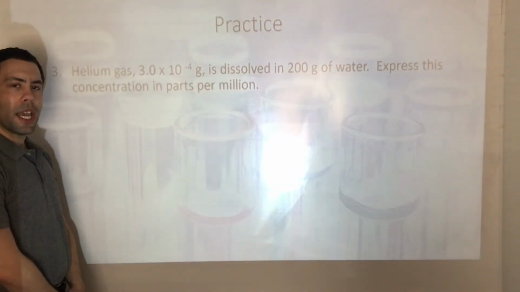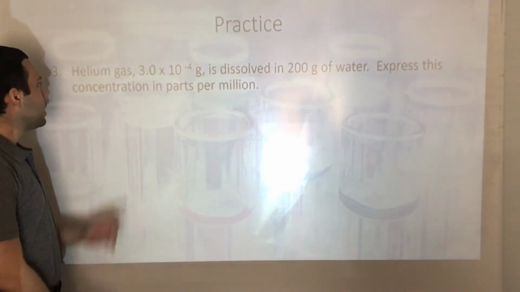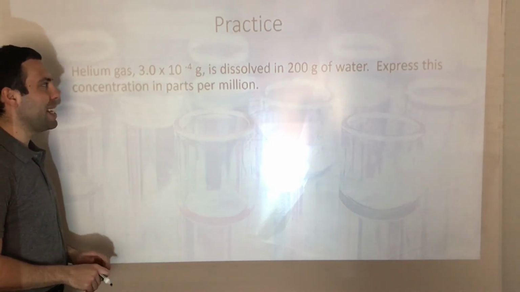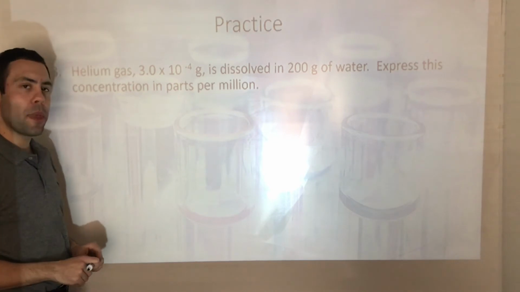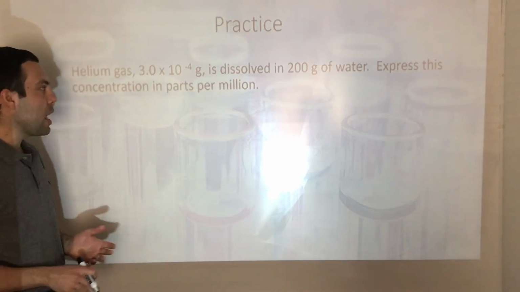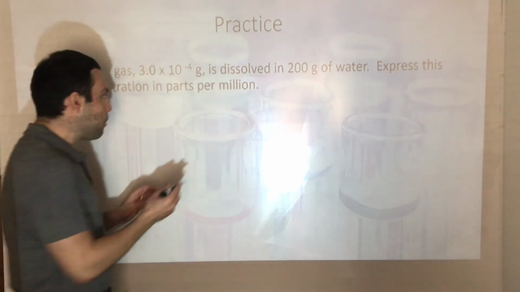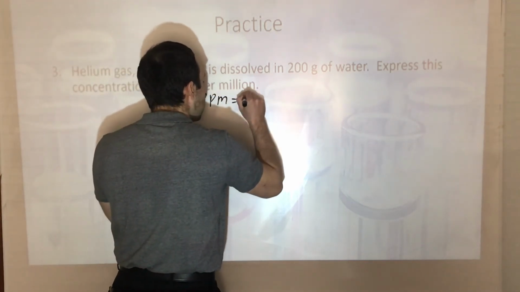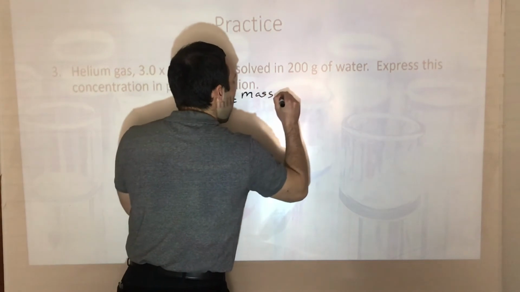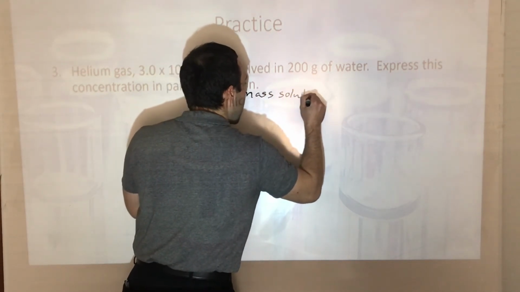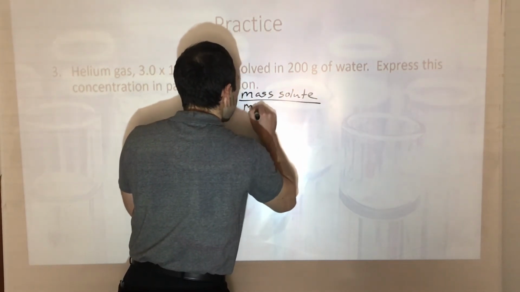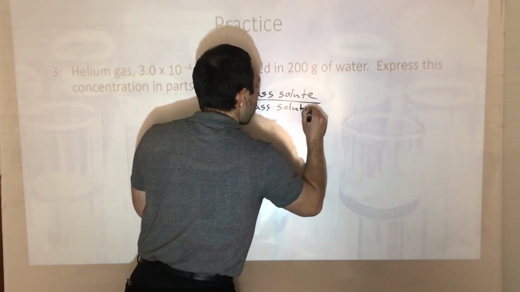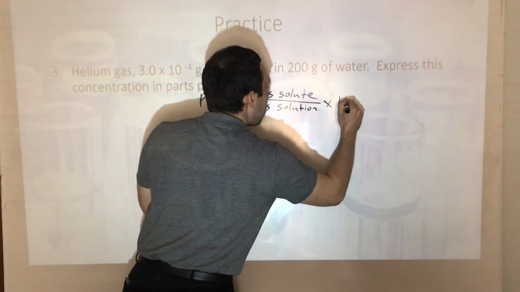Let's try one more together. Problem number 3 states, helium gas, 3.0 times 10 to the negative 4th grams, is dissolved in 200 grams of water. Express this concentration in parts per million. Well, first, let's write our formula. ppm equals mass of solute over mass of solution times 10 to the 6th.